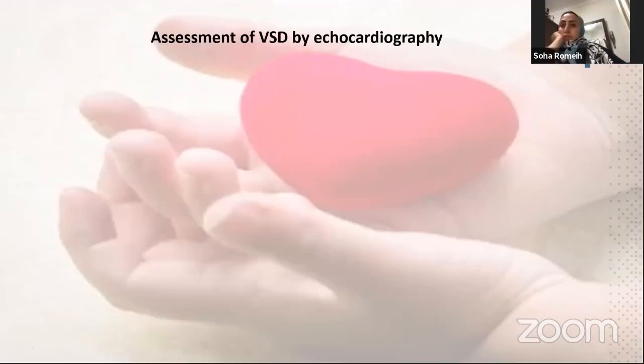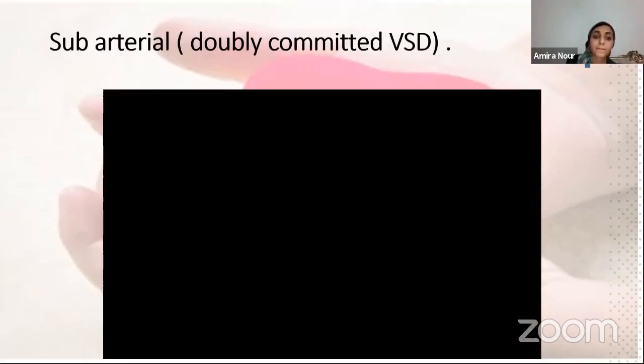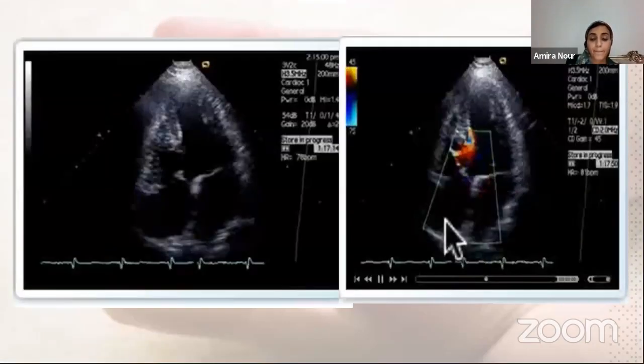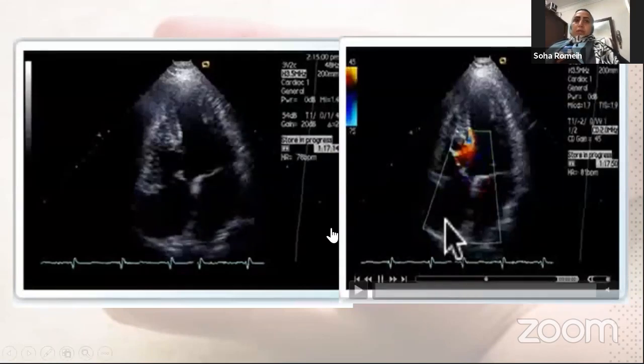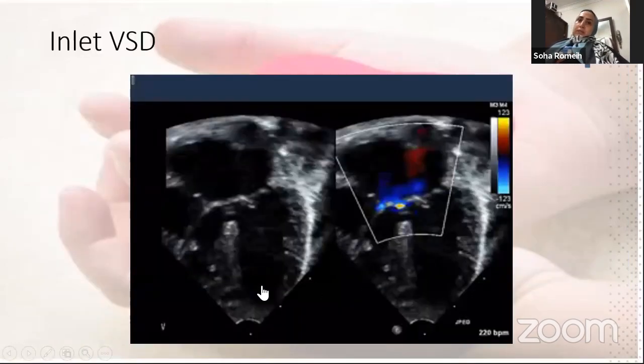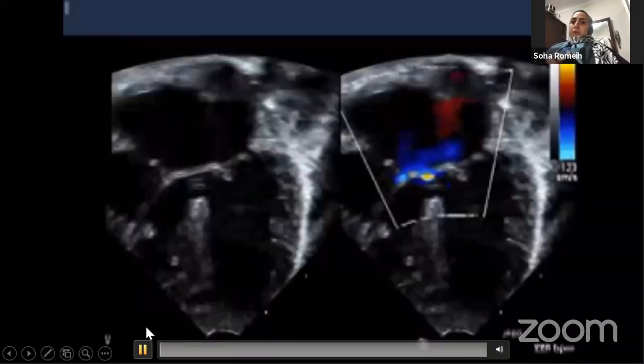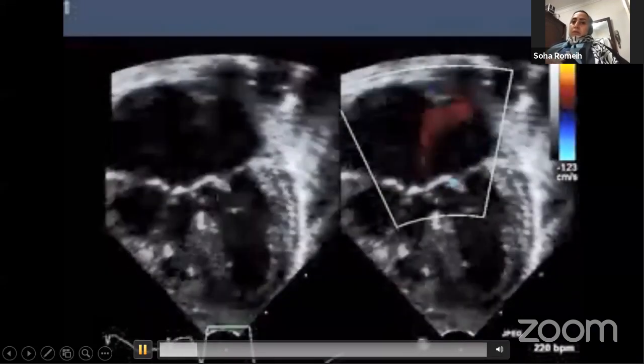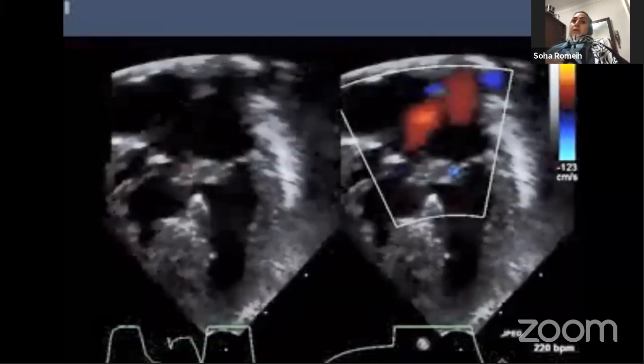Okay, this is really wonderful. Amira, can we go back to the inlet VSD? Yes. We got a question from colleagues now. They asked about the inlet VSD. So yes, this is both of them. Any one of them is a clear example that we have at the back.